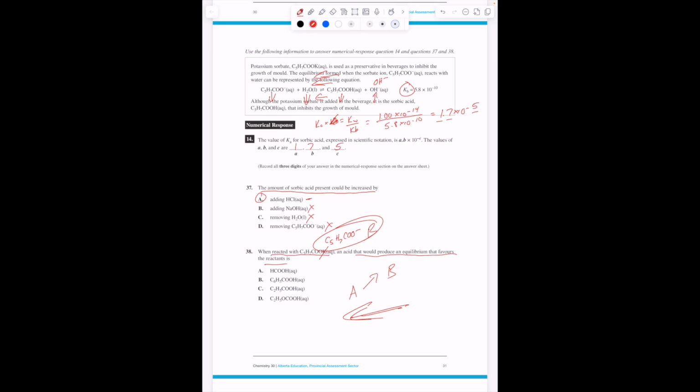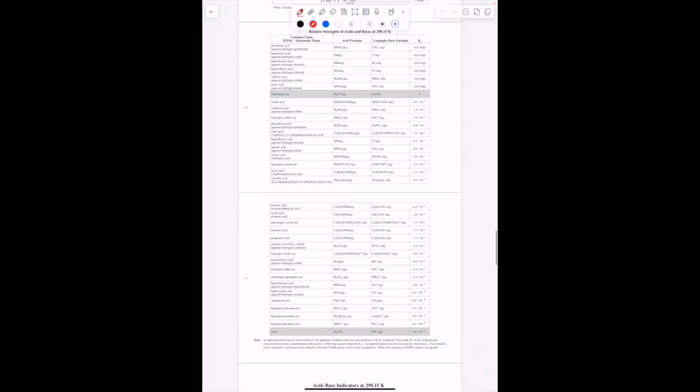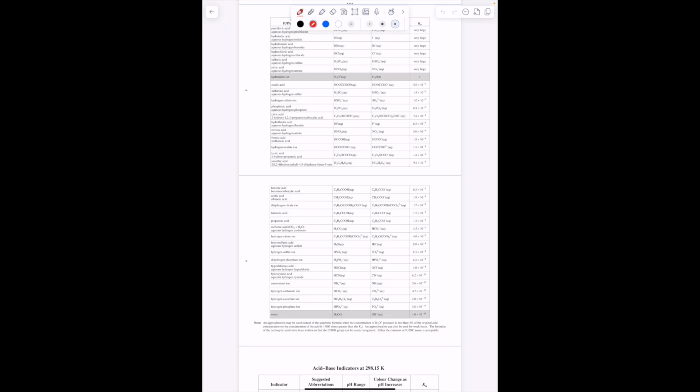So we got to go to the data book. Okay, they gave us HCOOH. They gave us that. C2H5OCOOH. They gave us that one. C6H5COOH. That one. And C2H5COOH. Where's that? C2H5. Okay, now I bet the one that I want isn't on here. C5. Yeah, it's not on there.